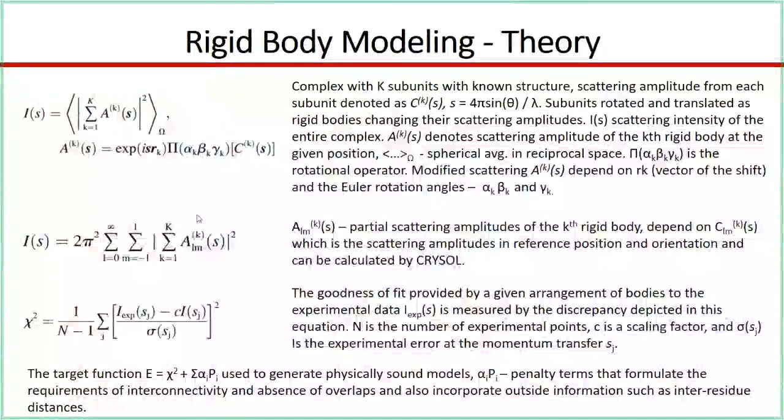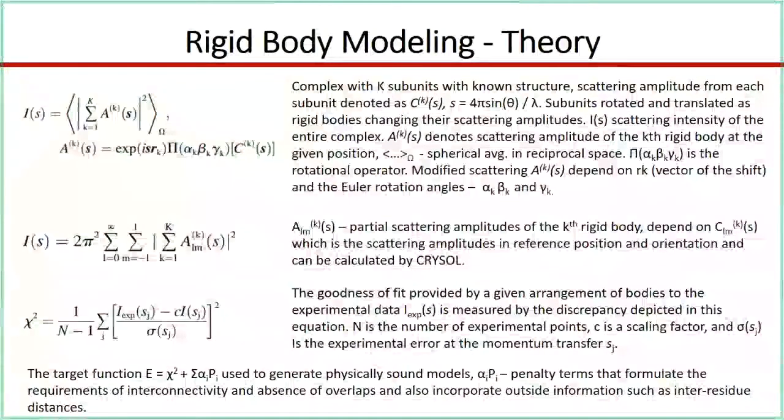The scattering intensity can be represented by this equation, where this term is the partial scattering amplitude of each individual rigid body, dependent on the scattering amplitude in the reference position and orientation. This can be calculated using CRYSOL. This is the program that you used yesterday, and it can be used to calculate the reference amplitudes of the individual subunits.